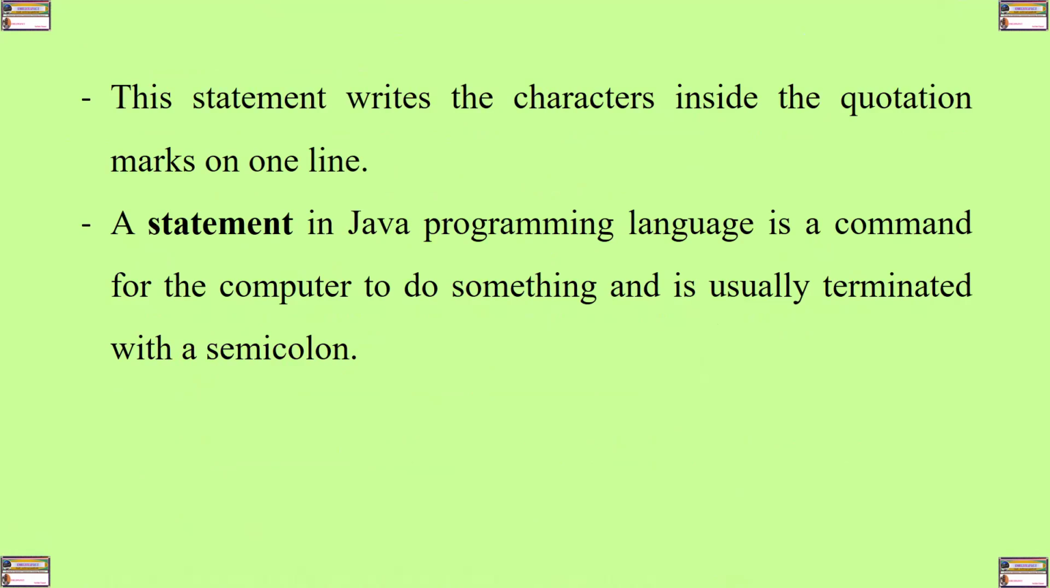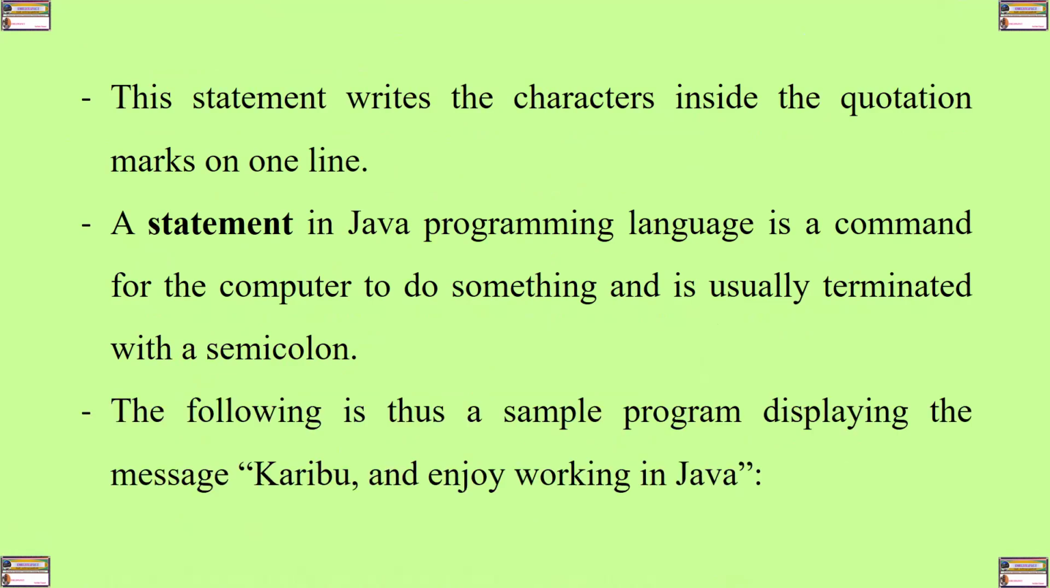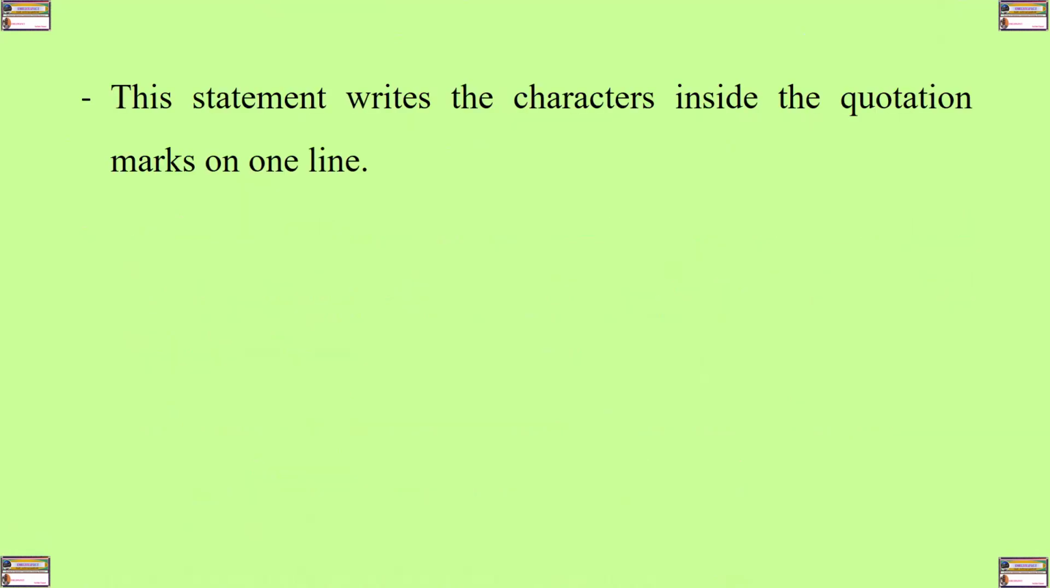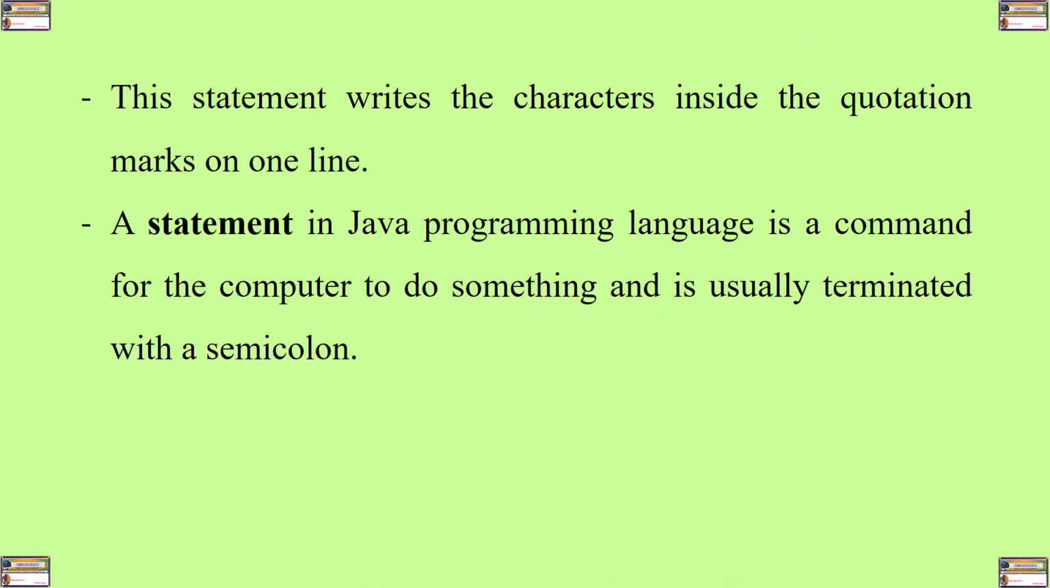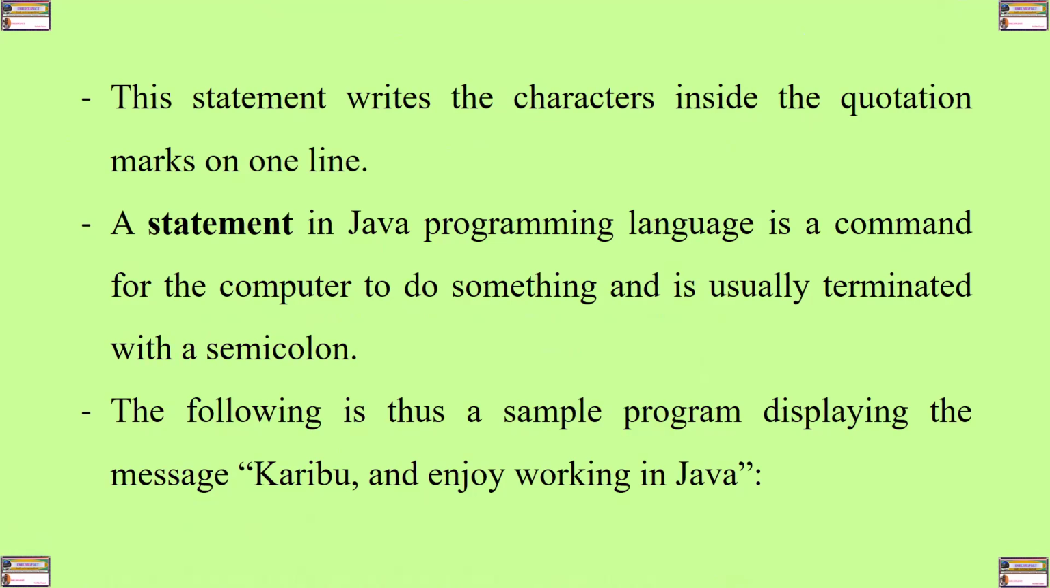A statement in the Java programming language is a command for the computer to do something, and is usually terminated with a semicolon. The following is an example of a sample program displaying the message Karibu and enjoy working in Java. As I've said, a statement in Java is a command that tells the computer what to do and is usually terminated with a semicolon.